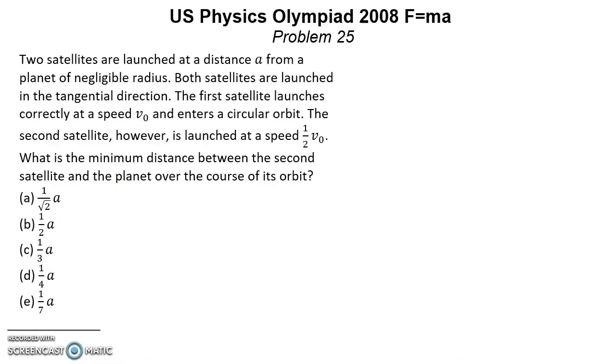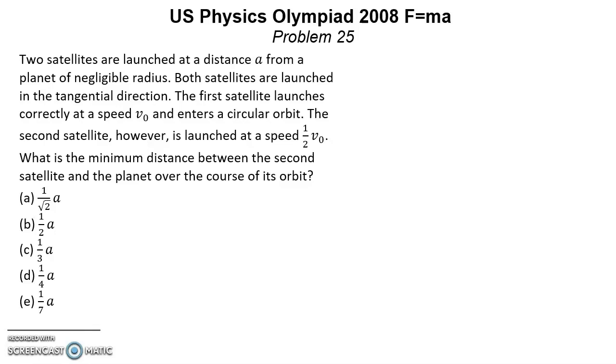Problem number 25. Two satellites are launched at a distance A from a planet of negligible radius. Both satellites are launched in the tangential direction. The first satellite launches correctly at speed V0 and enters a circular orbit. The second satellite, however, is launched at a speed of one half V0. What is the minimum distance between the second satellite and the planet over the course of its orbit?